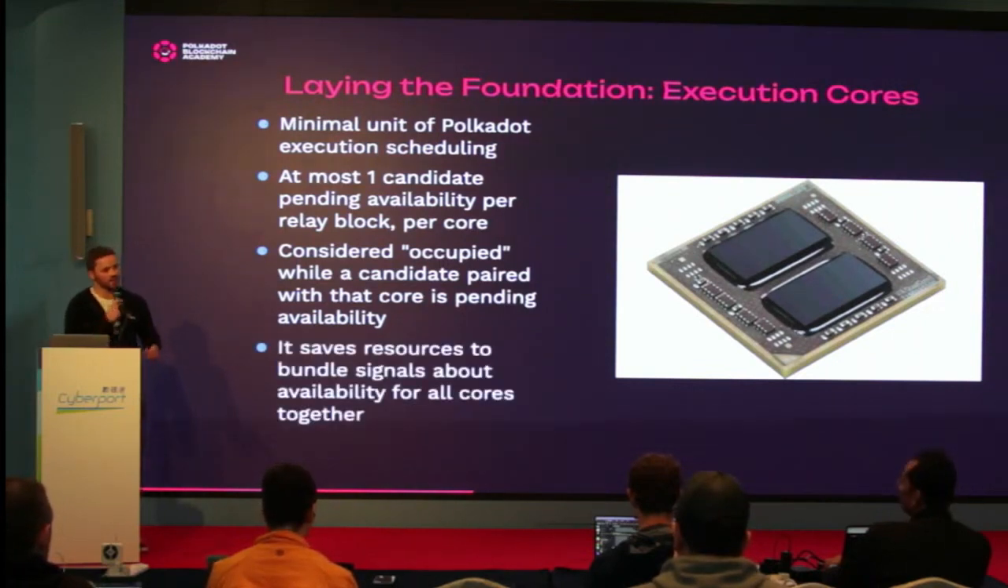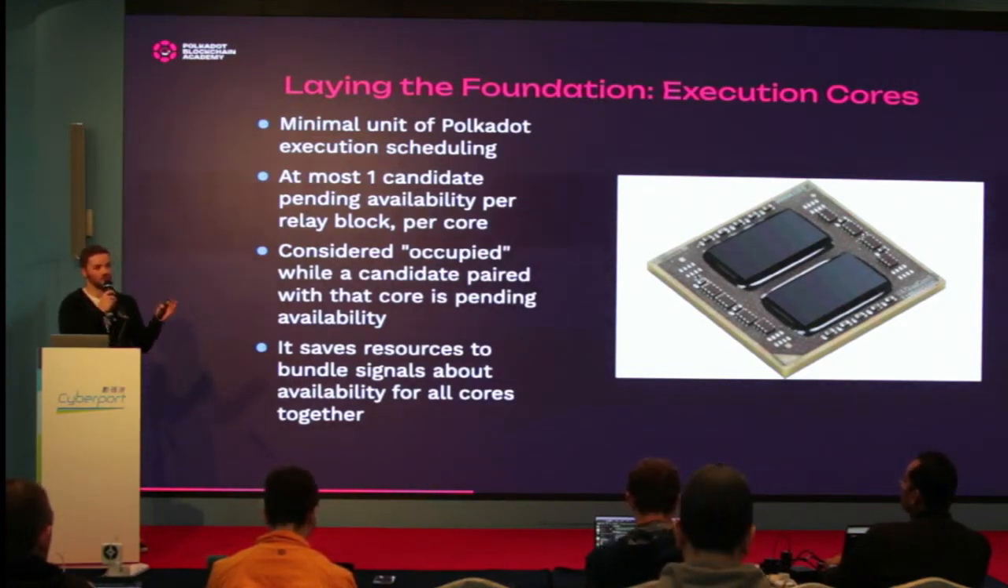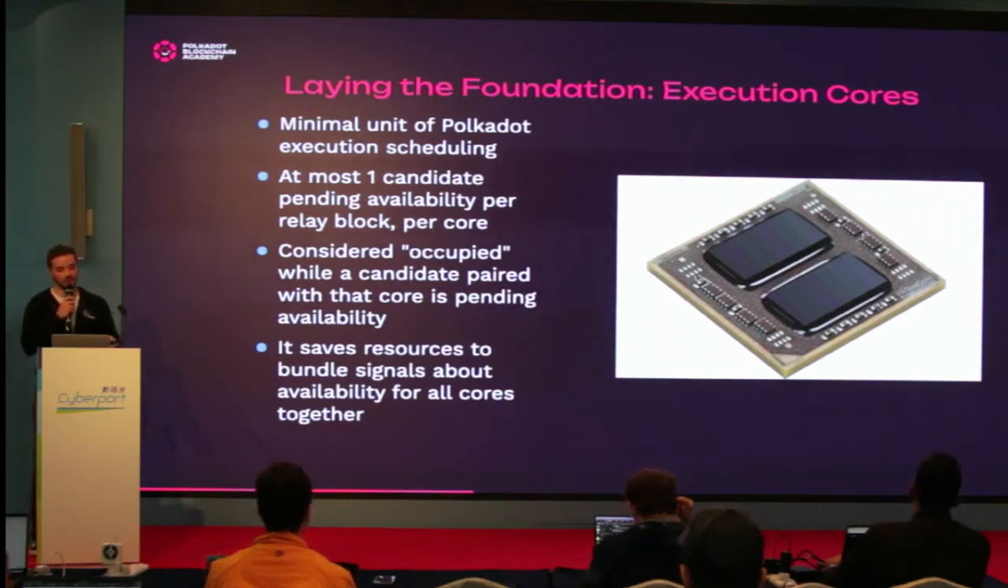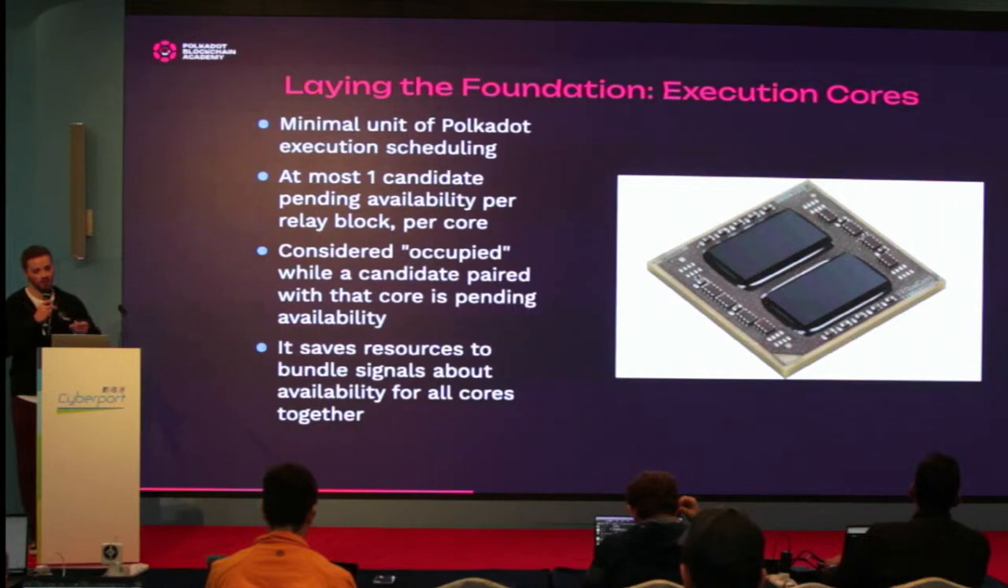A candidate is a parachain block candidate. So this is a block that was produced by a collator and then passed up to the Polkadot validator set and is going through the parachain block validation process. Now, a note with execution cores with regards to data availability is that it saves resources to bundle signals about availability for all the different cores together. So we're going to see that a bit later.